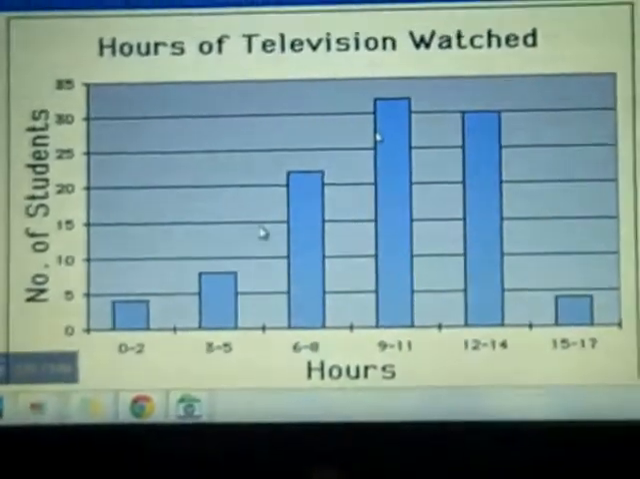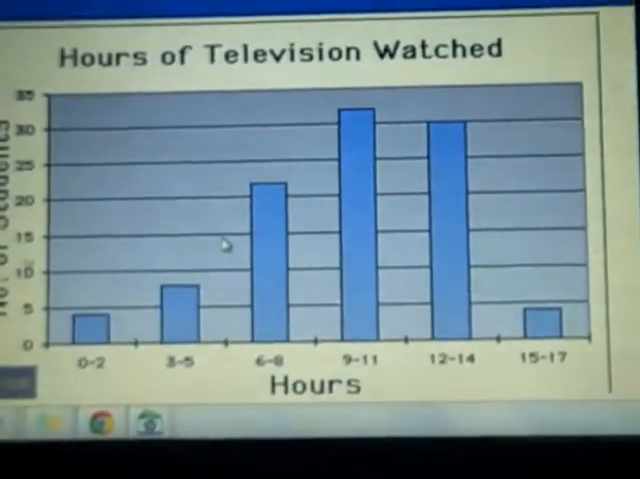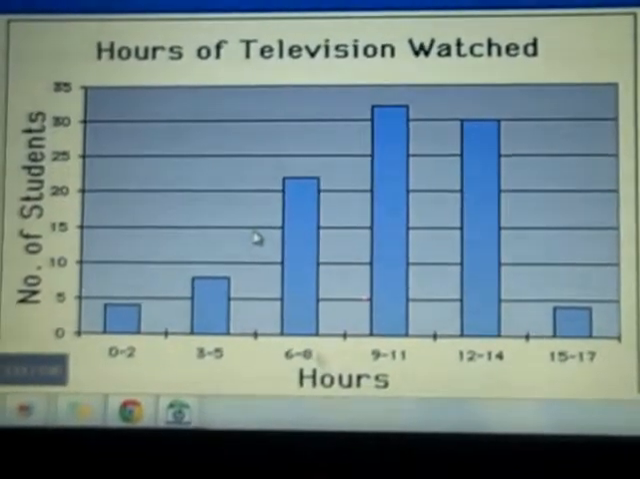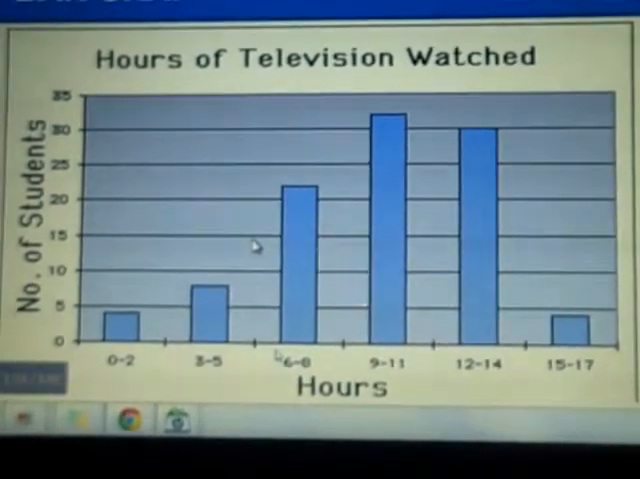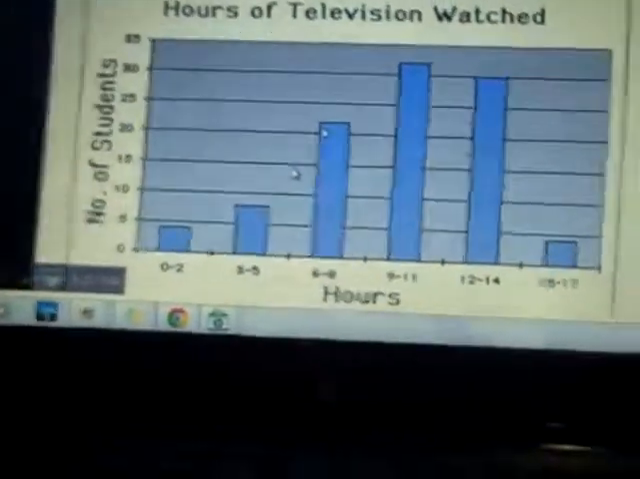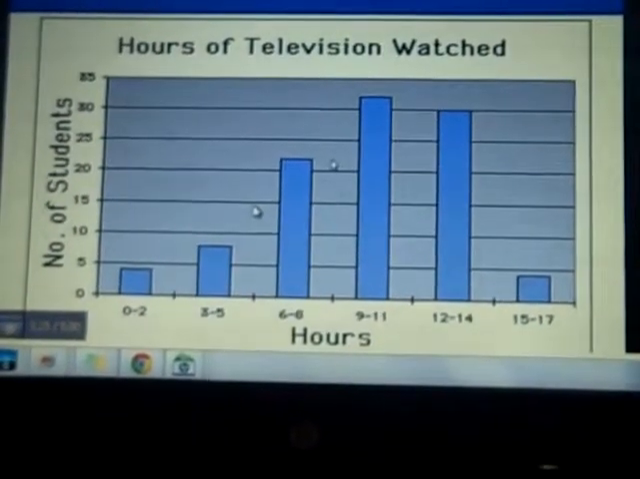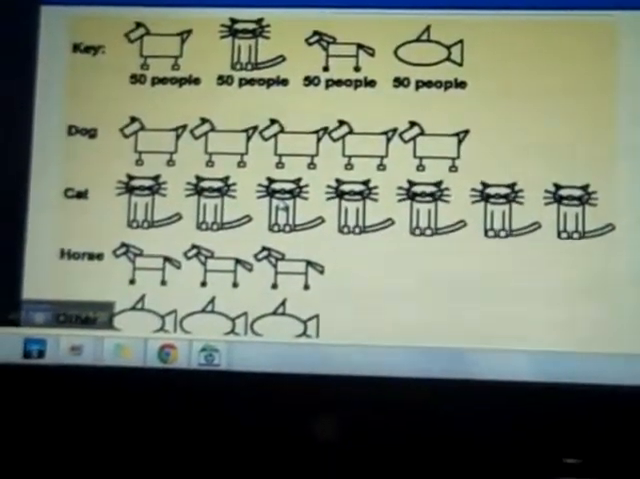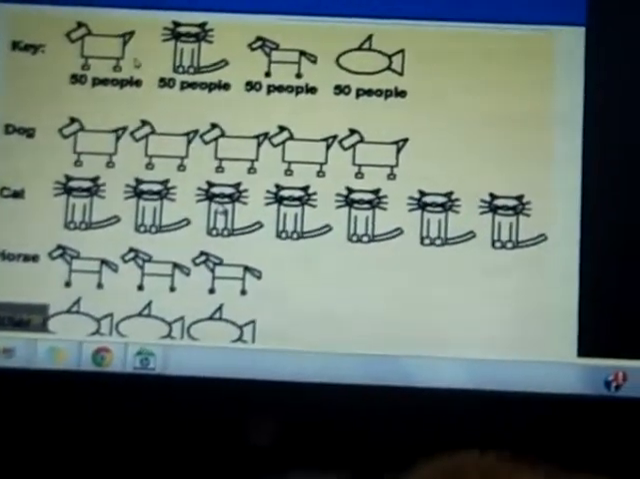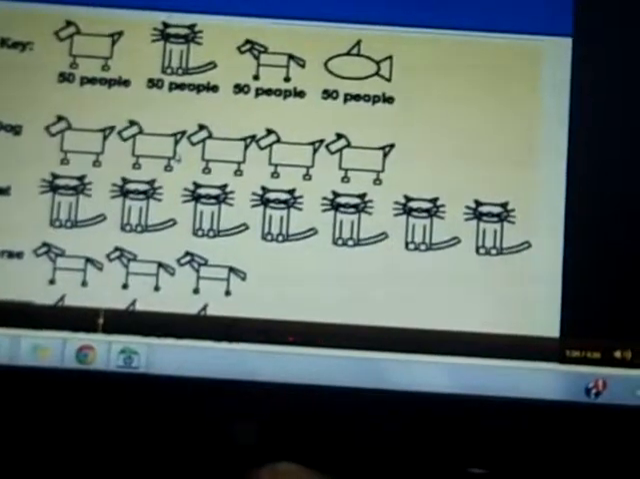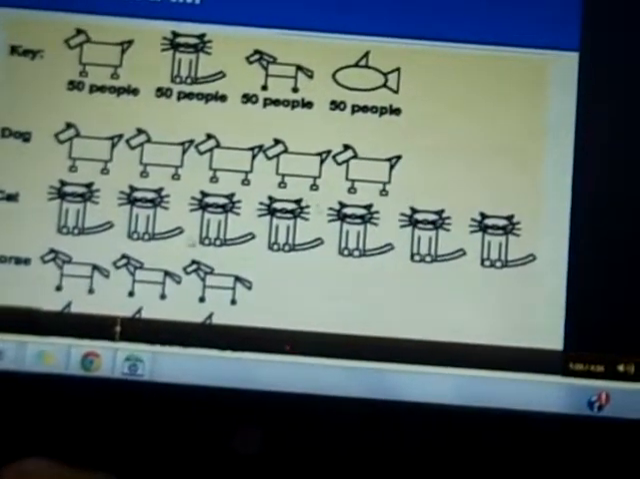The bar graph. Bar graphs show and compare data. So we have different numbers of students and the number of hours they watch television. So we can see how many hours of television different types of students watch. And here's an example of a pictogram. Like we said in the beginning, they show animals or some other type of symbols to represent their data, but sometimes they can also be tricky.